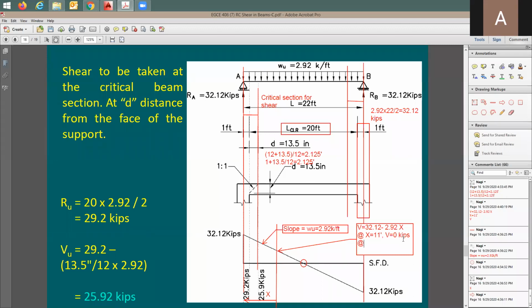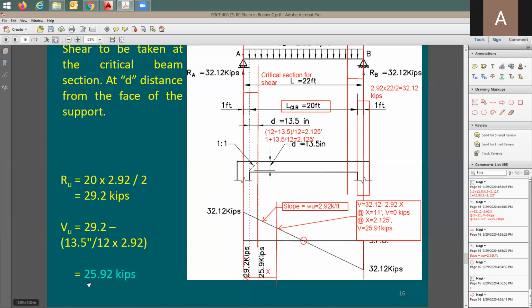I'd like you to try when x equals, I'm going to be taking here to this face of support. Face of support happens at this distance here. When x equals 2.125 foot, how much is the shear in this case? I need your help with this, Alex. 25.91. Okay, yeah. I'm going to go with that.